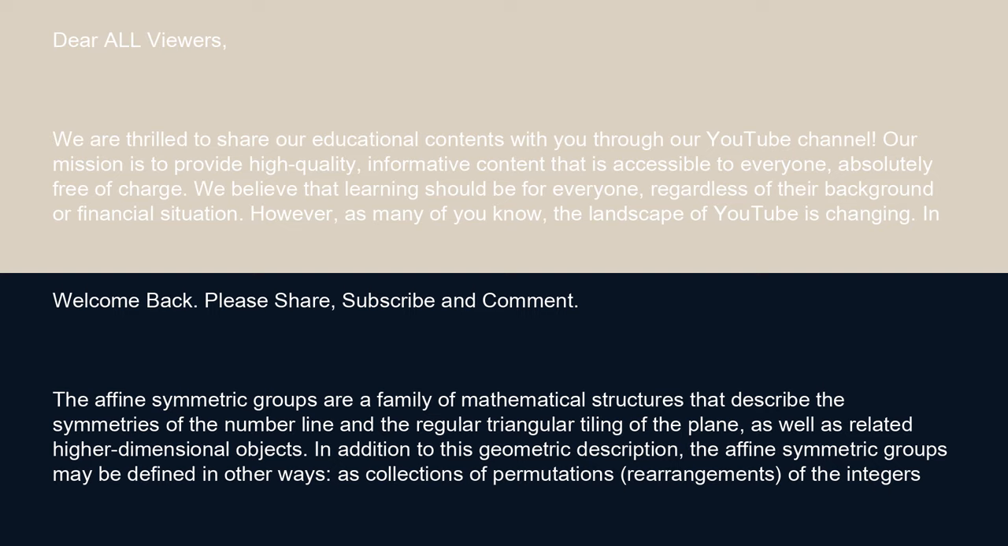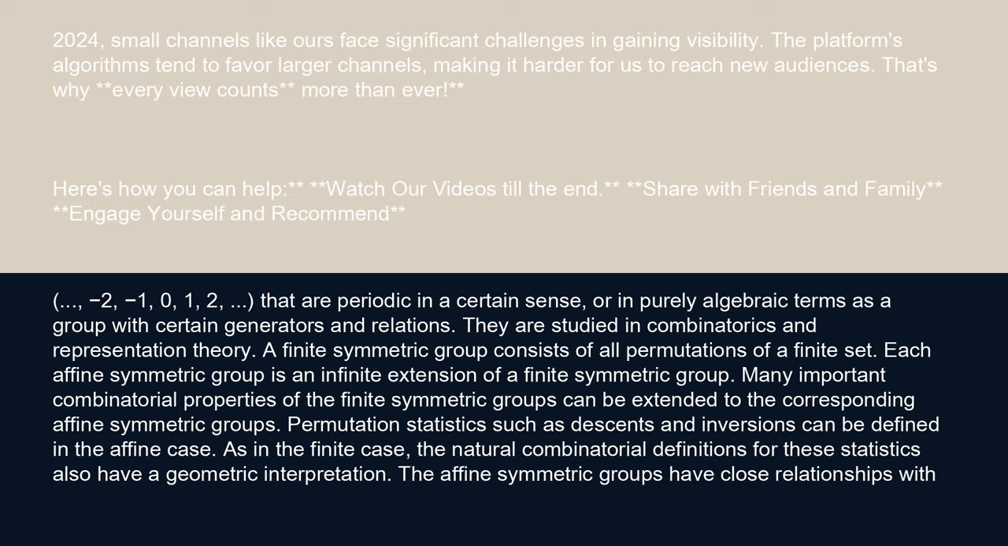The affine symmetric groups are a family of mathematical structures that describe the symmetries of the number line and the regular triangular tiling of the plane, as well as related higher-dimensional objects. In addition to this geometric description, the affine symmetric groups may be defined in other ways, as collections of permutations, rearrangements of the integers ..., -2, -1, 0, 1, 2, ..., that are periodic in a certain sense, or in purely algebraic terms as a group with certain generators and relations. They are studied in combinatorics and representation theory.